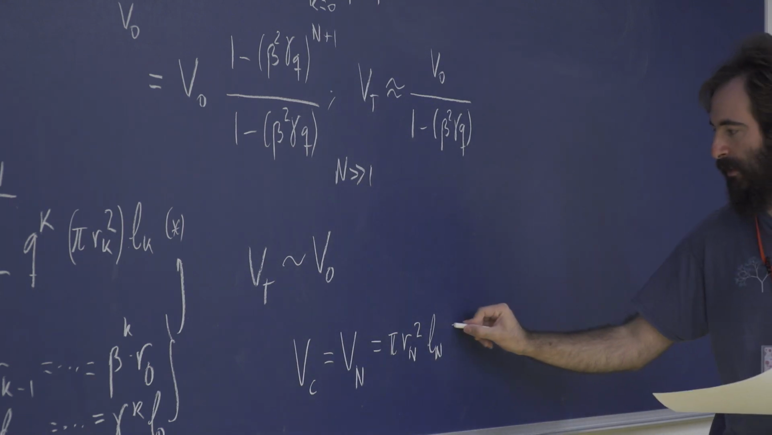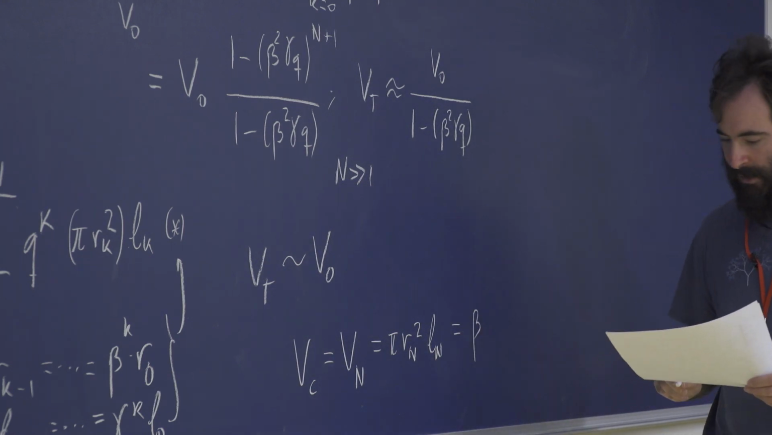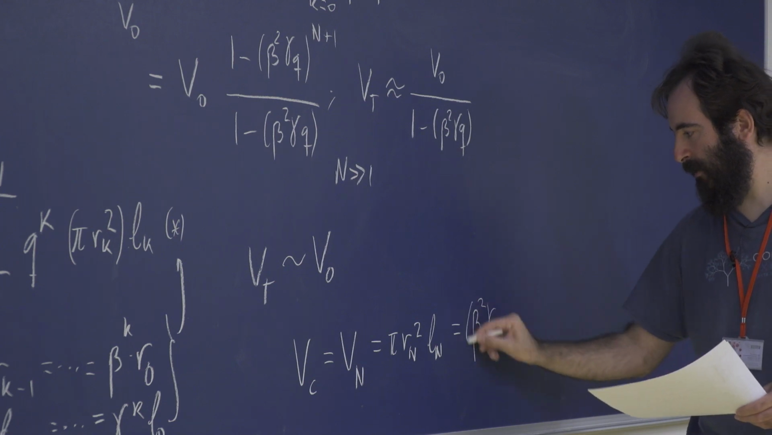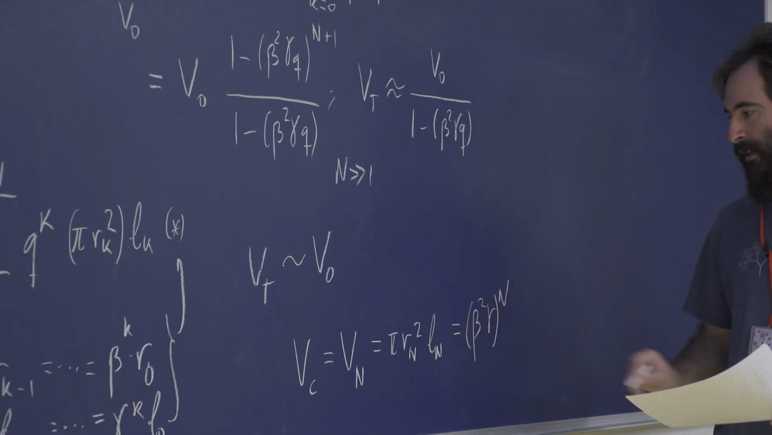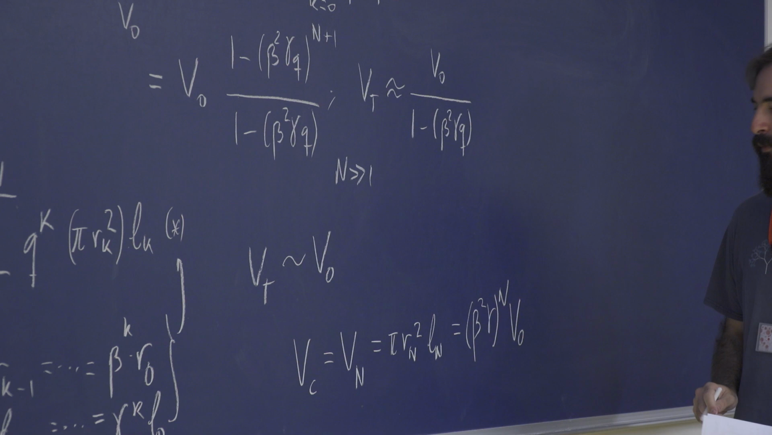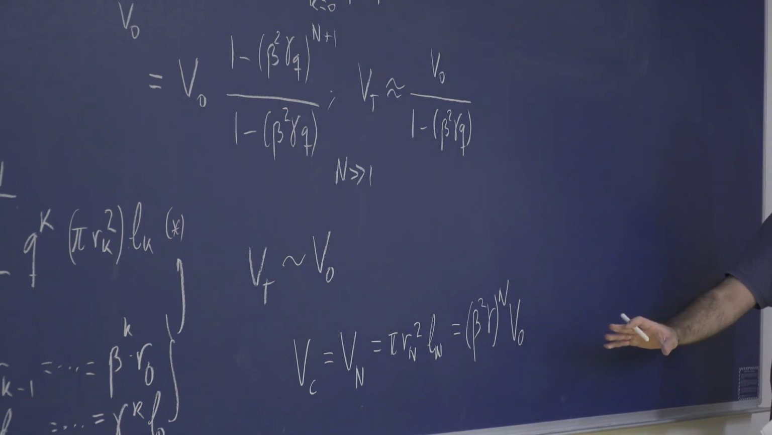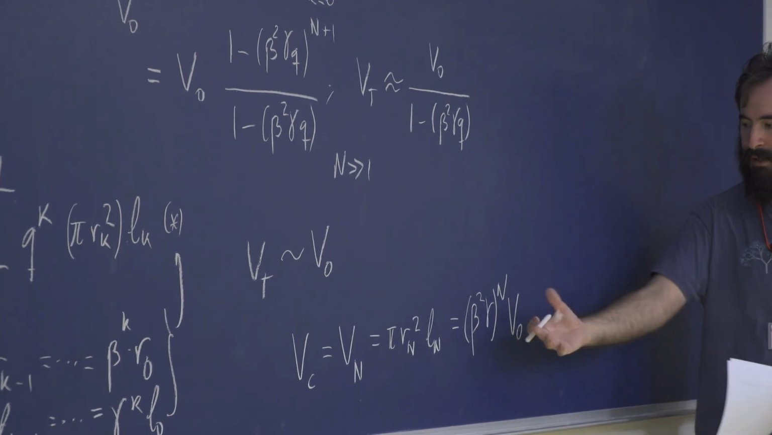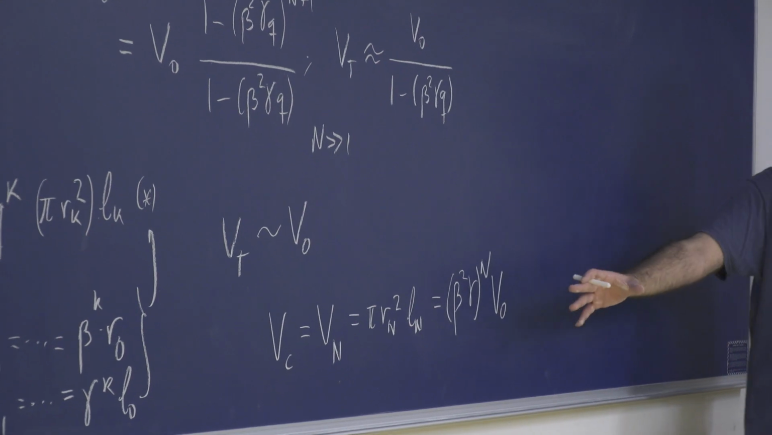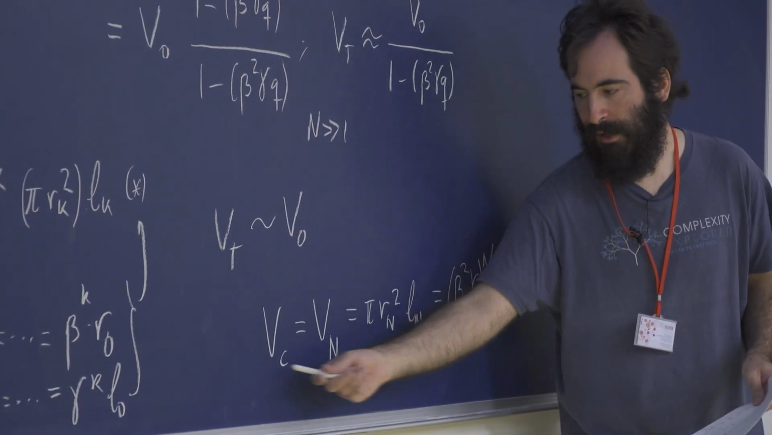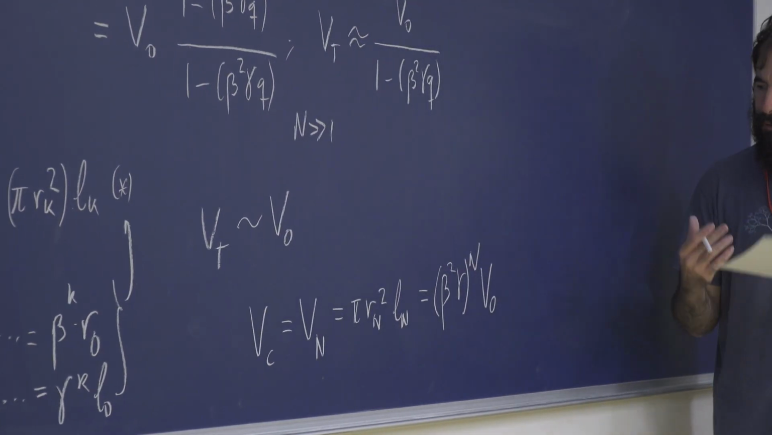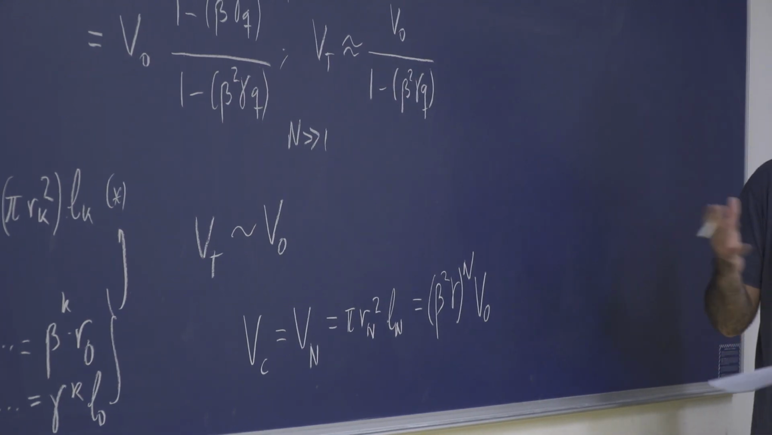But notice that this is but beta squared gamma to the power of n, right, times the volume of the aorta. If you don't see this straightforwardly, just think about it for a second and you'll see this is exactly what we have done here, but now going all the way to capillary level. Why am I going through this painstaking process of going again to the capillary level?